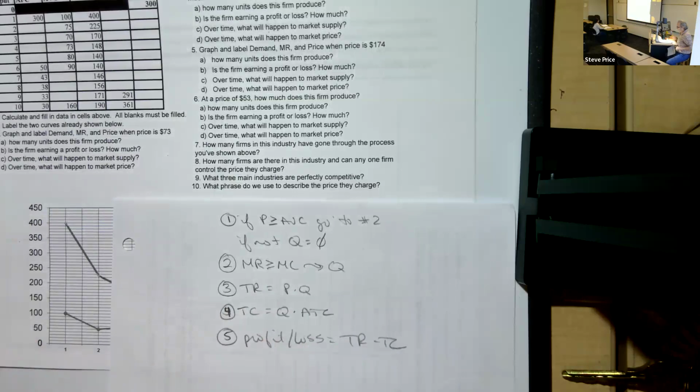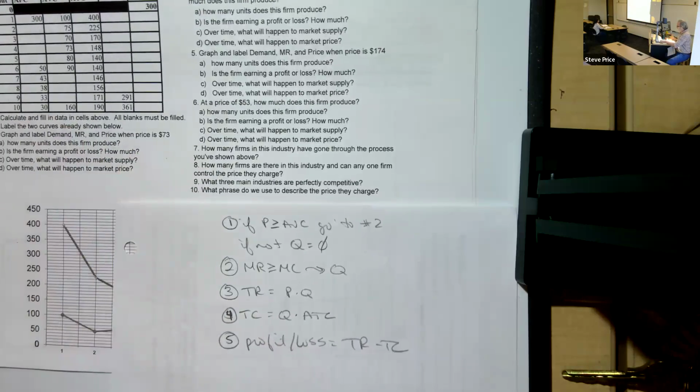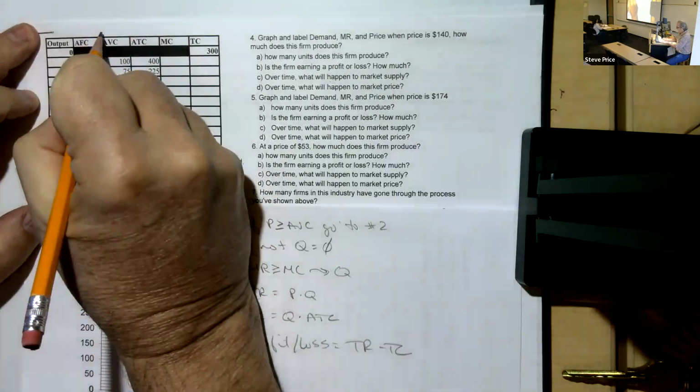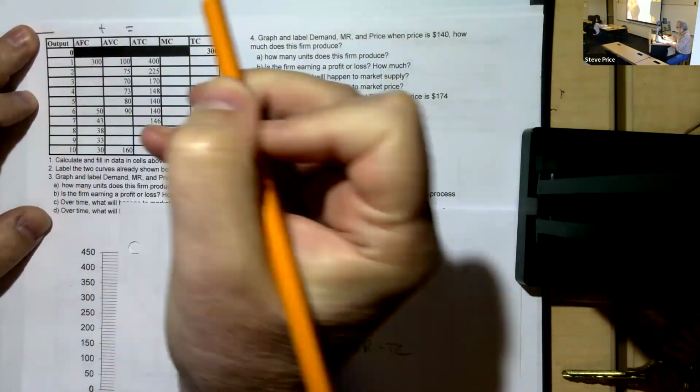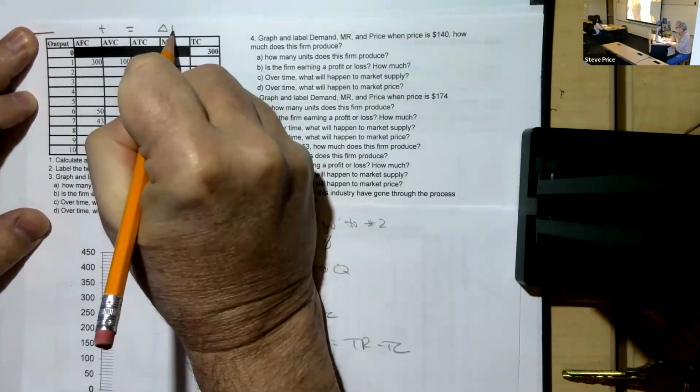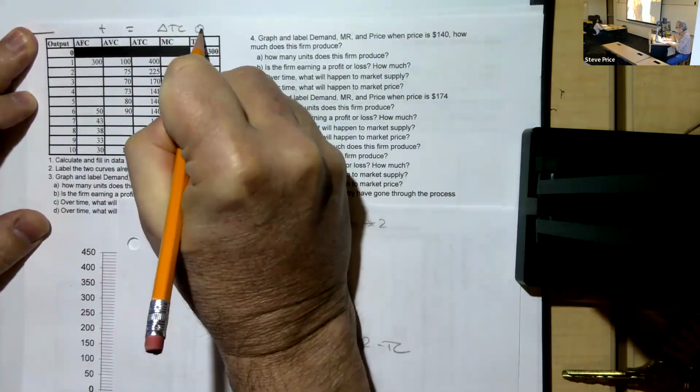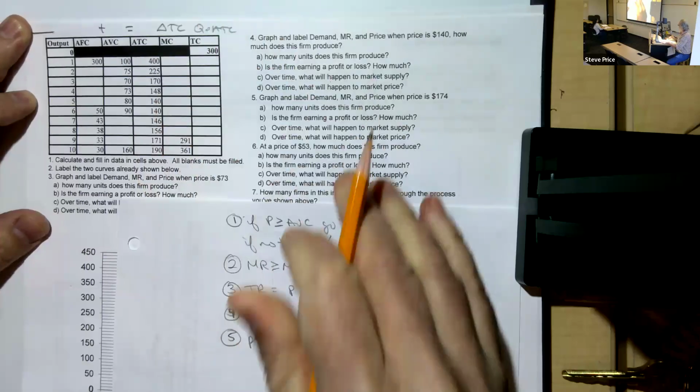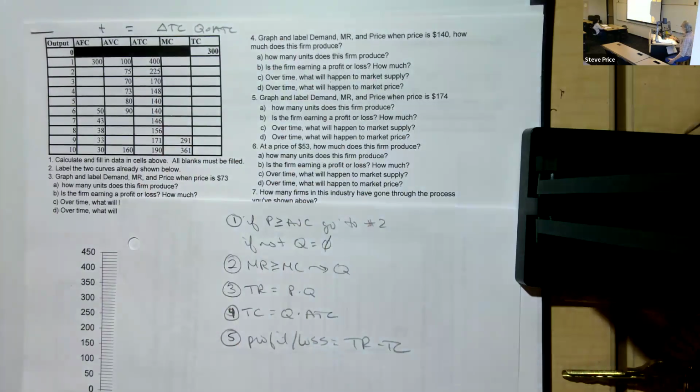So with that, I think I'm going to give you the formula up here that this plus this equals that. And then that is the change in total cost. And this is quantity times ATC. So mark that there. If it's not on the test, remind me and I'll just write it up on the board for you.